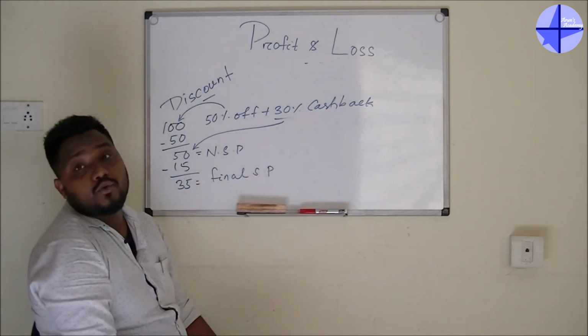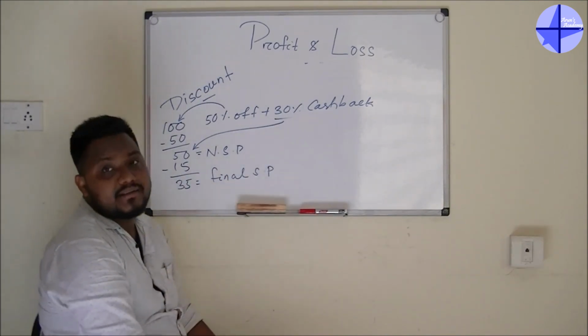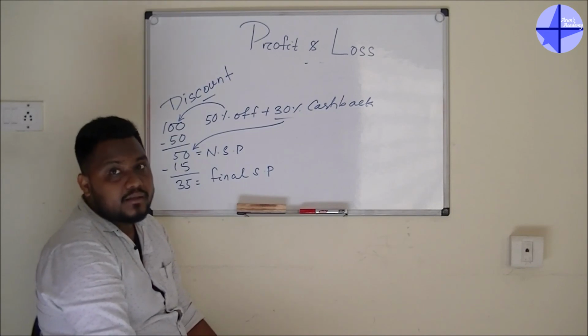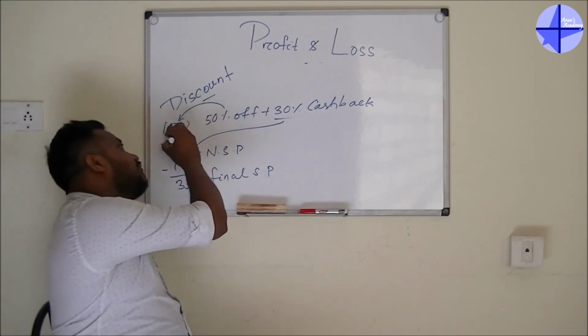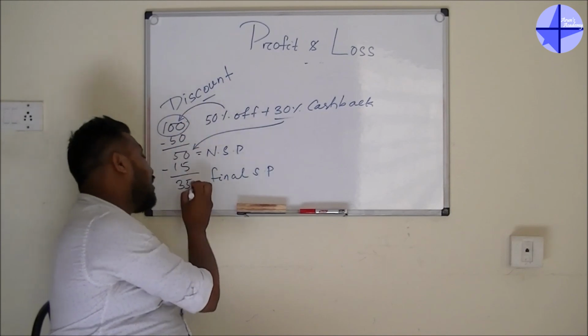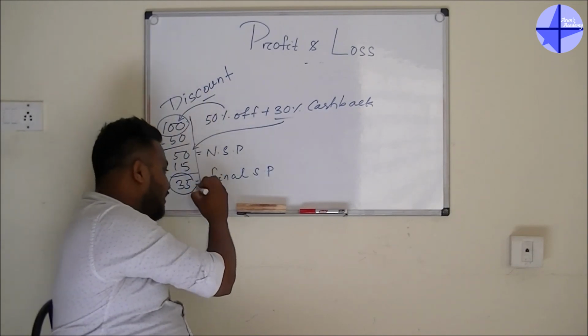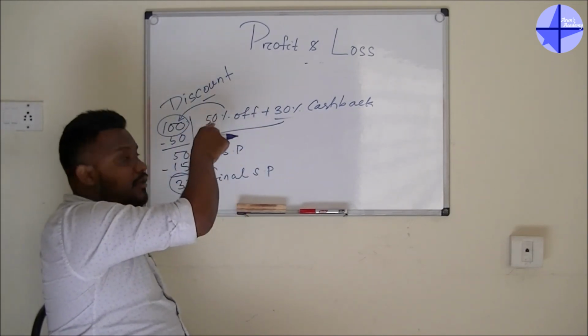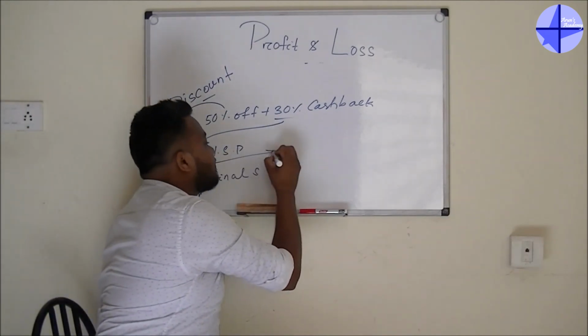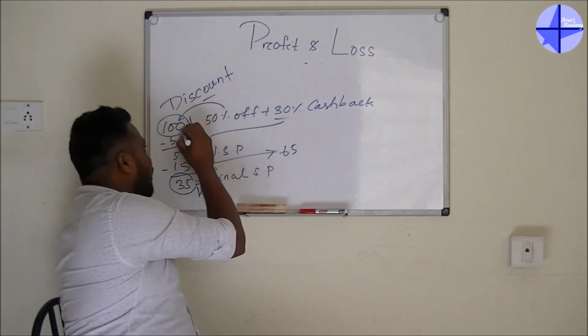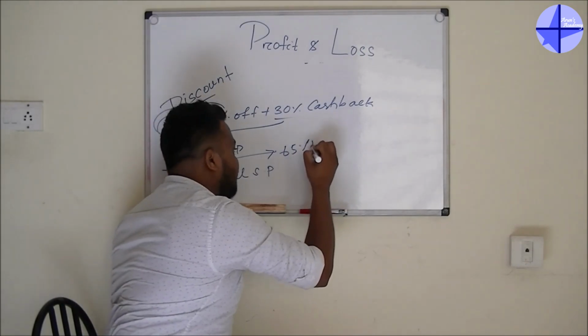But what do you want? You don't want this final selling price. We want the discount. Guys, the price was 100. Now it is 35. So whatever the decrease is, it is only because of discount. So 100 minus 35, your answer will be 65. You are calculating for 100, so that will be 65% discount.